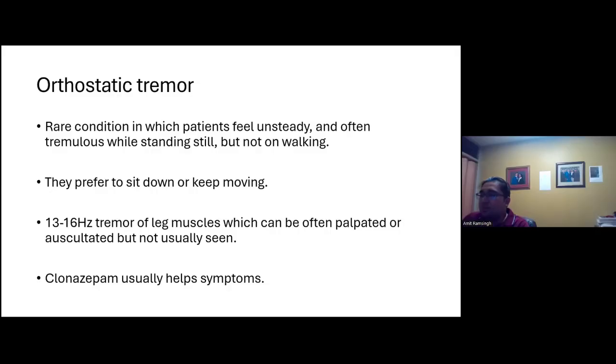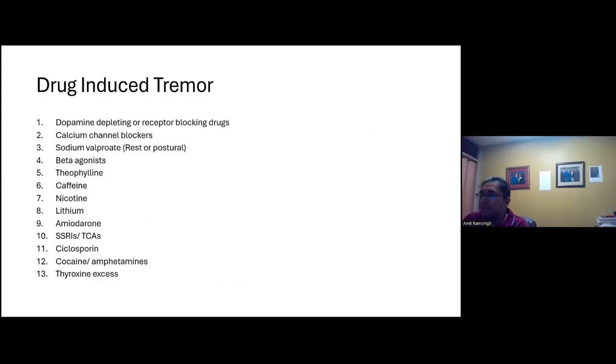And in terms of one of our last types of tremors, we're looking at orthostatic tremor. And it's usually rare, but the patients usually feel unsteady and tremulous while standing, but not on walking. And they usually prefer to sit down or keep moving. It's a high frequency tremor, so 13 to 16 hertz tremor of usually the leg muscles, of the lower limb muscles, which can also be palpated and auscultated, but you can't really see it. And clonazepam again usually aids in the symptoms.